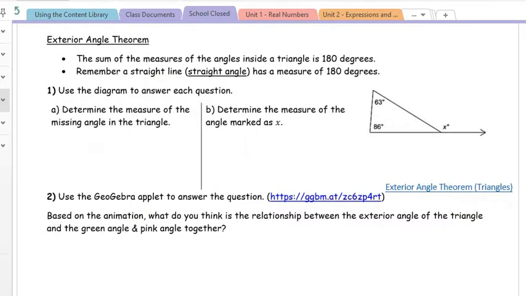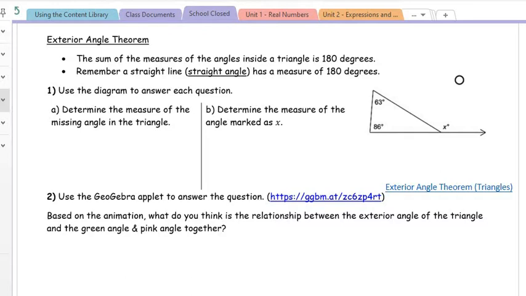Now we're going to get into the exterior angle theorem, and before we start using the theorem, two things to remember. First, remember that the sum of the measures of the angles inside a triangle is 180 degrees. You guys did a fantastic job with that yesterday. Second, remember that a straight line, a straight angle, has a measure of 180 degrees. And we're going to use that for number one here.